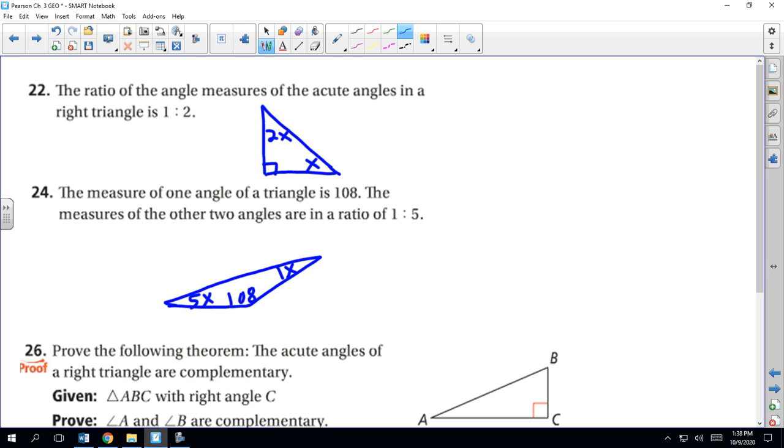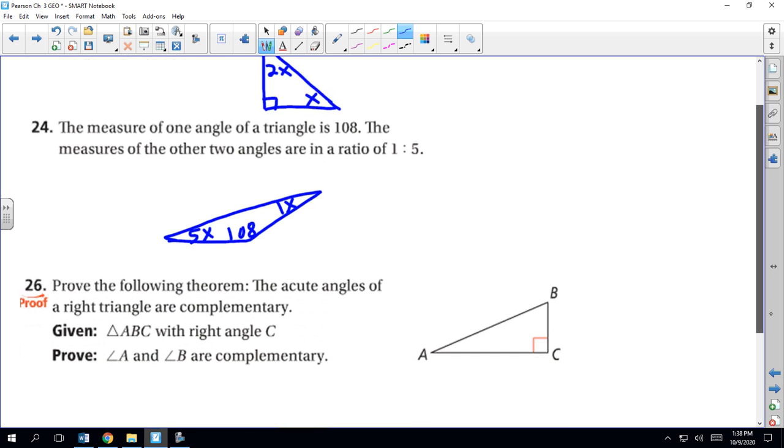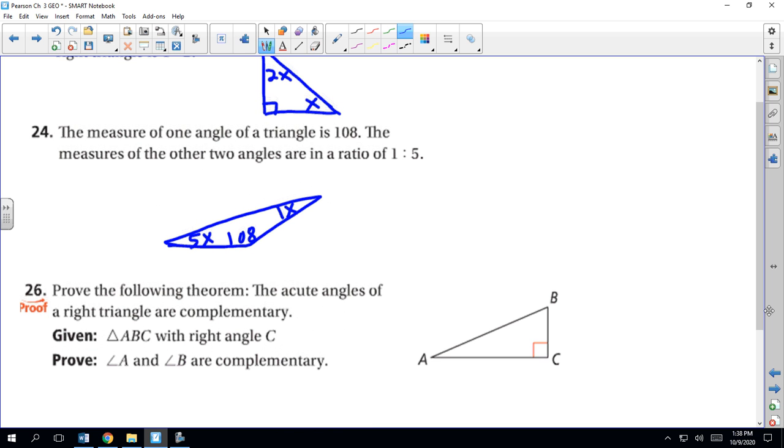So I'm hoping those pictures will help you on those problems. I'll let you try the proof. 26 is a proof that's assigned. I'd like you to try that first, and we'll talk about it in class if you have questions on it.